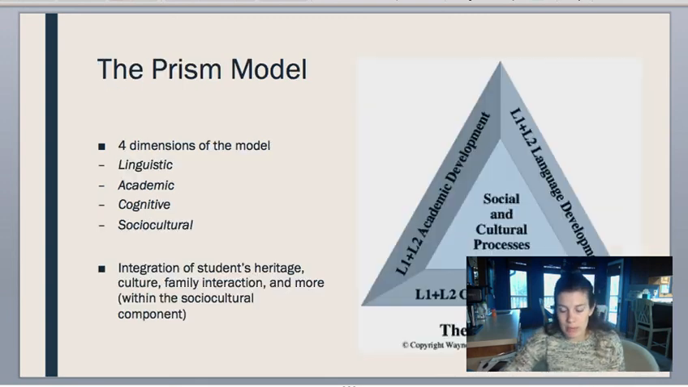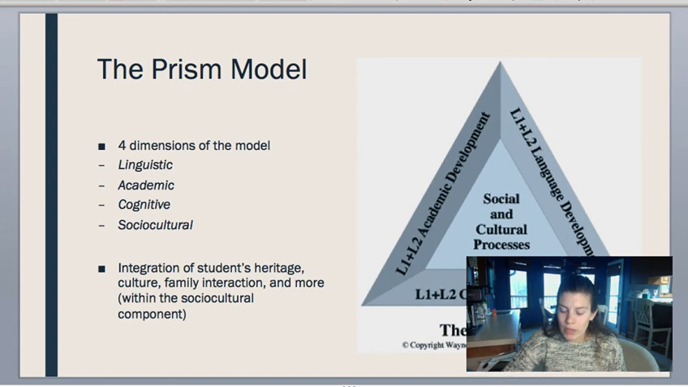Moving on, we're going to look at the PRISM model. There are 4 dimensions of the model: linguistic, academic, cognitive, and sociocultural. And there's an integration of students' heritage, culture, family interaction, and more within the sociocultural component. I have a nice visual for you included on this slide.